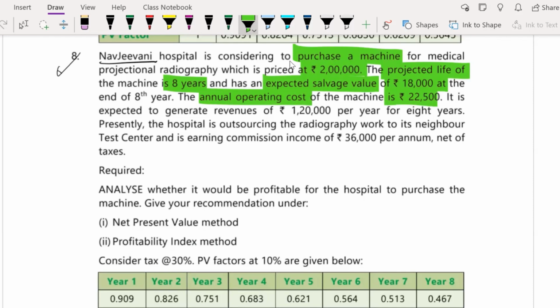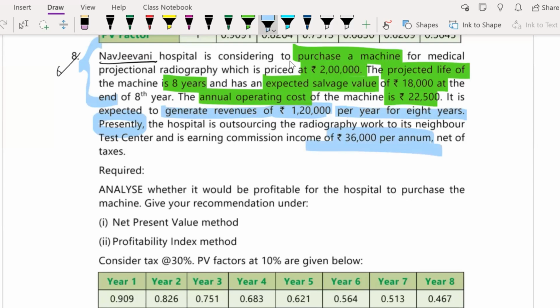It is expected to generate a revenue of 1,20,000 per year for 8 years. So every year 1,20,000 you will get as income or an inflow. Presently, the hospital is outsourcing the radiography work. So presently what it is doing, this is what the plan is. But presently the hospital is outsourcing the radiography work to its neighbor test center and is earning a commission income of 36,000 per annum.